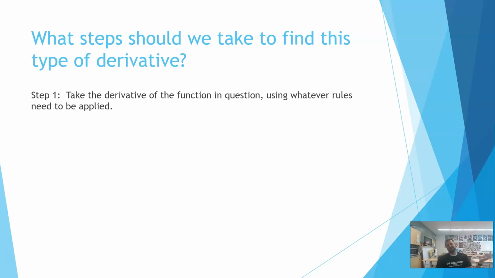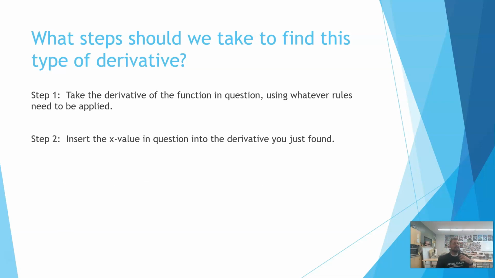Step number 1 is we need to take the derivative of the function, okay? And we're going to use whatever rule. Sometimes it's a product rule. Sometimes it's a quotient rule. A lot of times it is a chain rule, but it doesn't matter what the function is. Just take the derivative like you normally would. Step number 2 is we're going to take the x value that we're being asked to find the derivative at, and we're going to insert that into the derivative that we just found. We kind of did that earlier, and we'll look at some more examples in just a second.